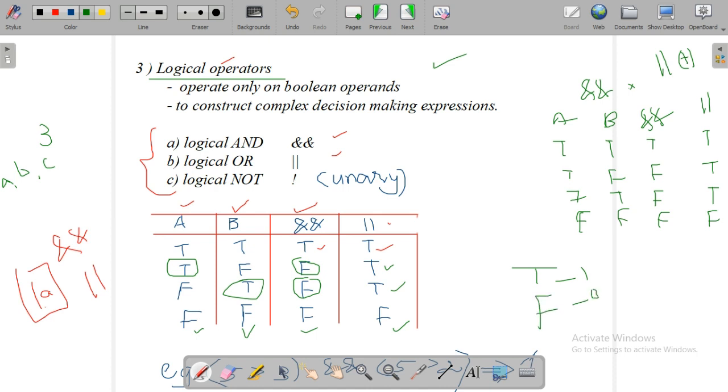Actually, true is indicated by 1 and false is indicated by 0. Now you can easily remember this. 1 plus 1, 1. 1 plus 0, 1. 0 plus 1, 1. 0 plus 0, 0. This is the OR operator. And for AND, how will you write? 1 dot 1, or 1 into 1, 1. 1 into 0, 0. 0 into 1, 0. 0 into 0, 0. This way the logical operators work.